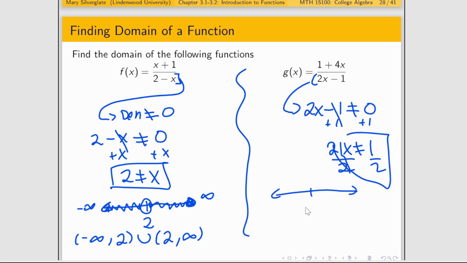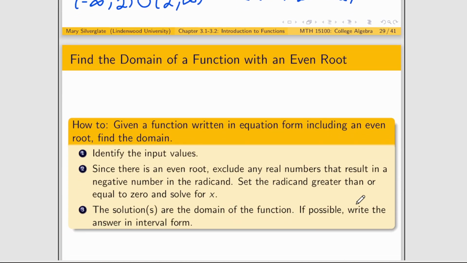If I wanted to translate this to interval notation, I would do an open circle on the half. It's allowed to be any number smaller and any number bigger. So in the order of the number line, that's negative infinity to a half, open parenthesis, union, 1/2 to infinity.